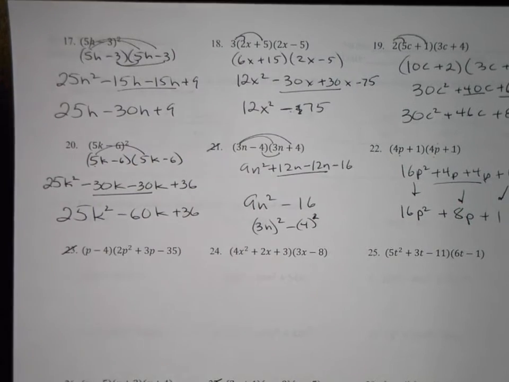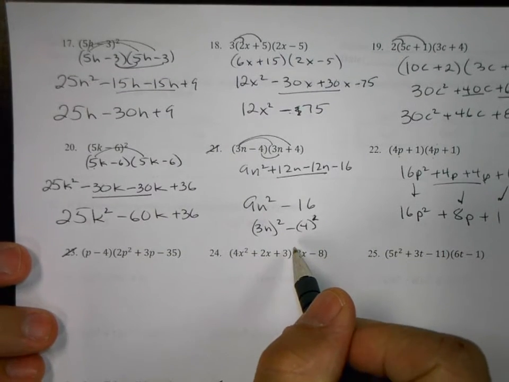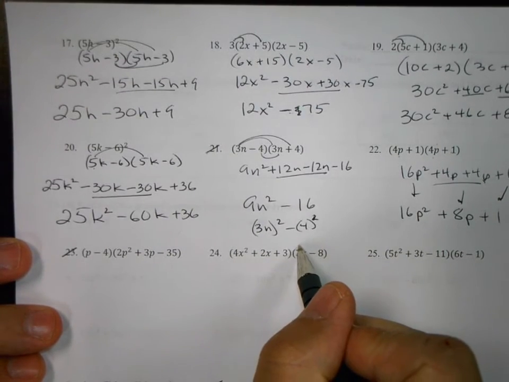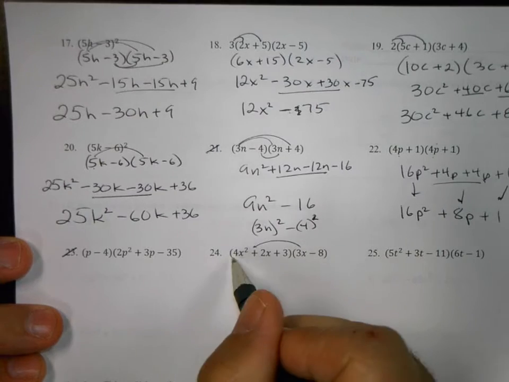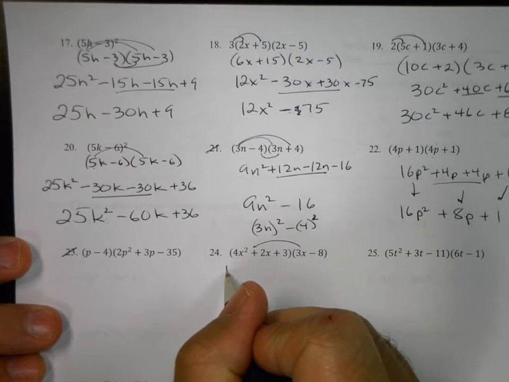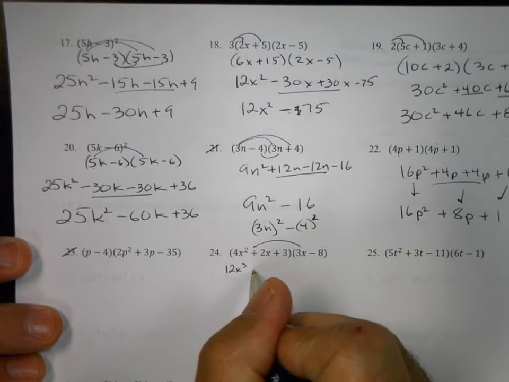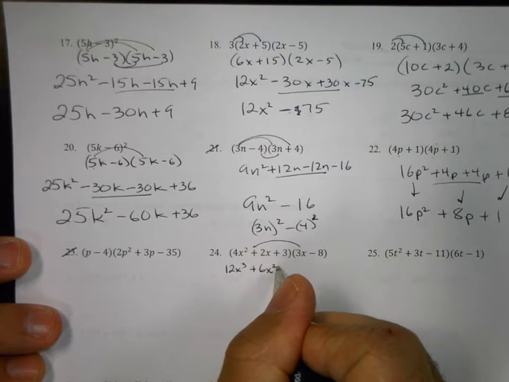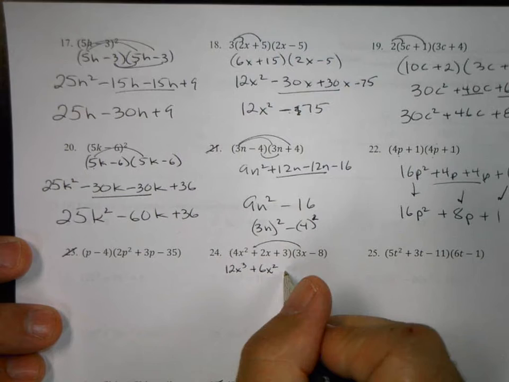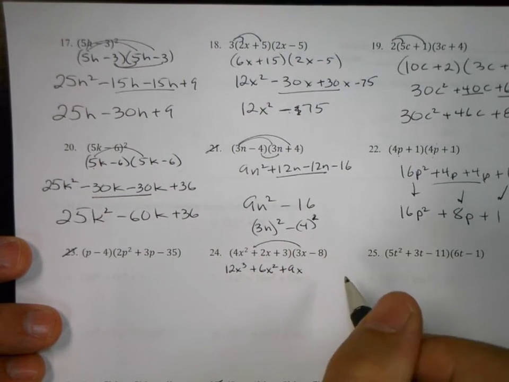All right, now we're getting complicated, but it's not that big a deal. We just got to be careful, keep track of everything. So I'm going to work this way, I think. 3x times 4x squared is 12x to the third. 3x times 2x is 6x squared. And 3x times 3 is 9x.